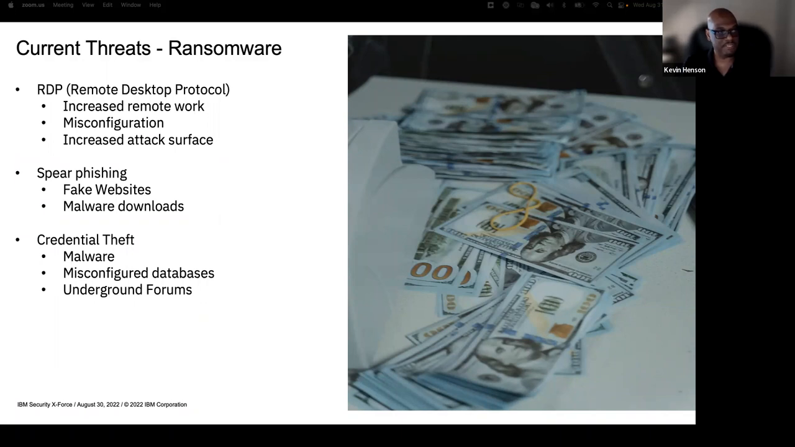Another threat when it comes to ransomware is that there are many initial vectors. RDP is one initial vector. RDP stands for Remote Desktop Protocol. Because of the increased remote workforce, given the pandemic, and people working remotely and working from home, RDP has been implemented in a lot of companies to allow the workers to log into the systems. And in some cases, when they configure the RDP, they misconfigure it, so they leave ports open, and this has led to increased attack surface when it comes to RDP. Another threat when it comes to ransomware, again, is phishing. We get all these spams sent to us, and they have links to fake websites, and links to download malware, and that malware infection can lead to a ransomware attack.